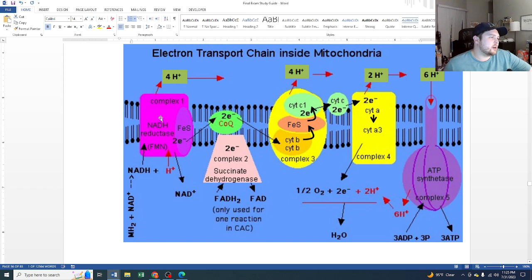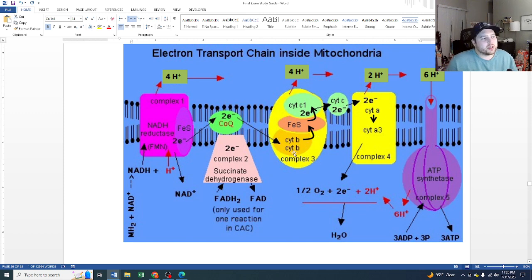Complex 1, at the same time, when it's holding on to those electrons, it's actually going to use the energy that it receives from those electrons to pump hydrogens through from the matrix into the intermembranous space. And then it'll pass them off to the CoQ. But complex 2 also passes it off to the CoQ, and it travels to complex 3. Complex 3 goes into cytochrome B and then cytochrome C1. And then eventually pass them off to cytochrome C, which then continues and carries it to complex 4.